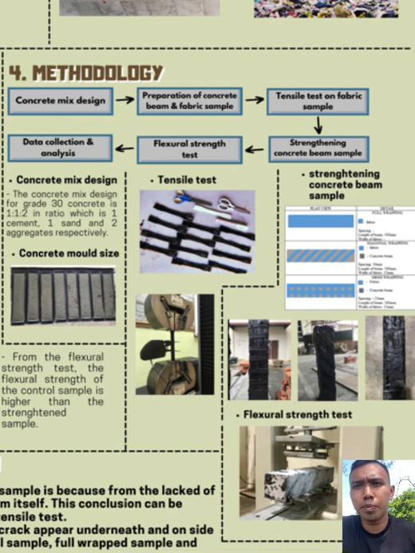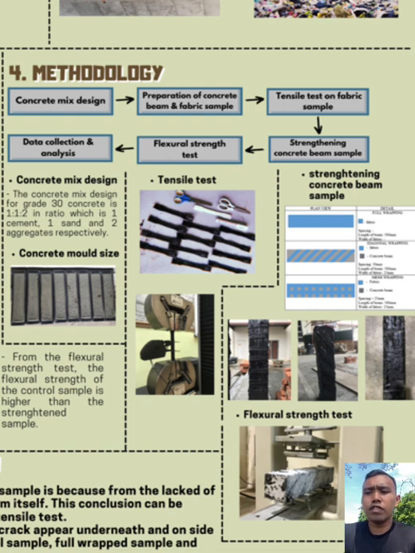The next one is the preparation of the concrete beam and fabric samples. For the concrete beam sample, we use a mold sized 500 mm by 100 mm and 100 mm height. Then for the fabric sample, we use a cotton type of fabric and we layer it with epoxy: 1 layer, 2 layers of fabric with epoxy, and 3 layers of fabric with epoxy. And then we will proceed to the tensile test on the fabric sample.